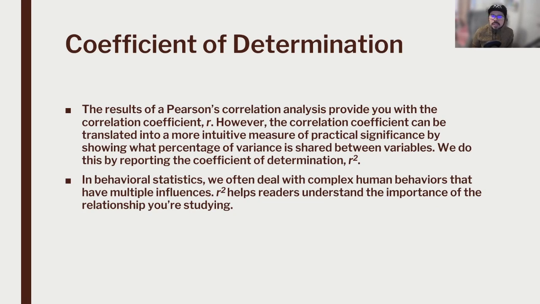So, when working with Pearson's correlation, SPSS will calculate the correlation coefficient. We saw that long formula, which is R. However, the correlation coefficient by itself can be a little bit confusing as to what it represents with regards to our data. So we can take that correlation coefficient and translate it into a more intuitive measure of practical significance. The way that we would do that is by calculating what's called the coefficient of determination, which is represented by this R squared.